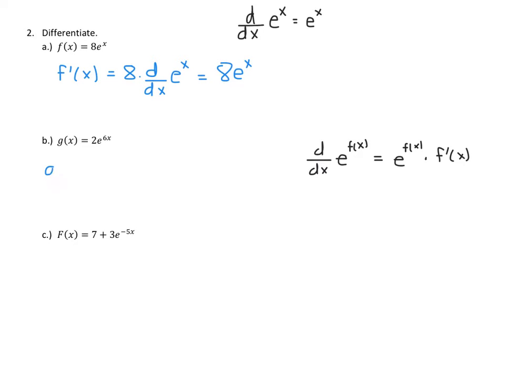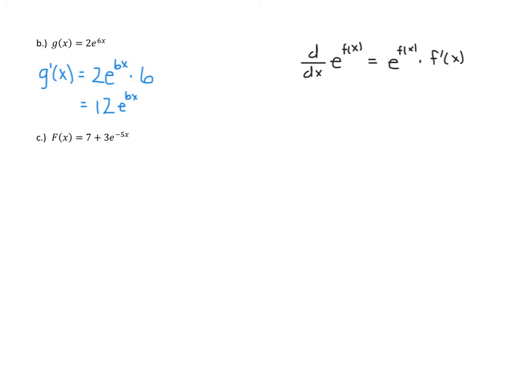Alright, so to find the derivative of g, so g prime of x, we can carry that constant along with us. Now, taking the derivative of e to the 6x. So we have e to the 6x, and now we need to remember to multiply by the derivative of that function. So multiply by the derivative of 6x. Derivative of 6x is 6. So simplifying here, we have 12 when we multiply the 2 and the 6. So we have 12e to the 6x. Alright, so that is our answer for part B.